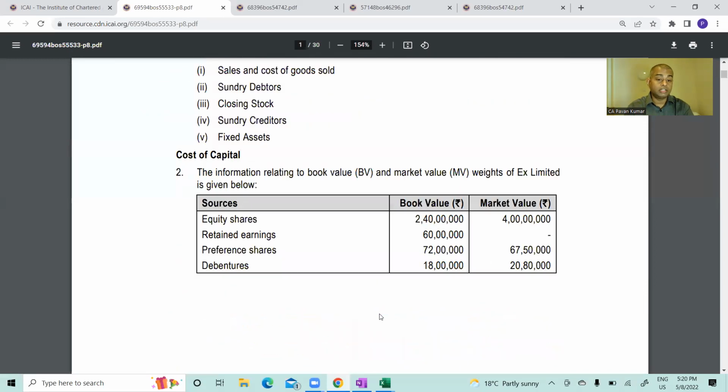Go back to the question. Look at the market value of debentures. Look at the book value of debenture. One smart student will ask this doubt: Pavan sir, why can't I take 20,80,000 divided by 18 lakhs into 100? So the market price of debenture is 115 rupees.